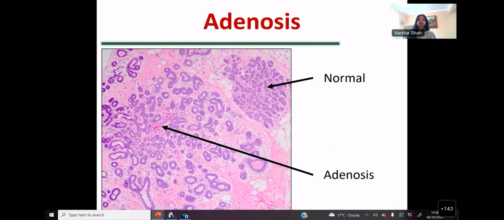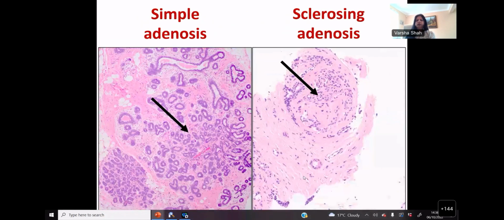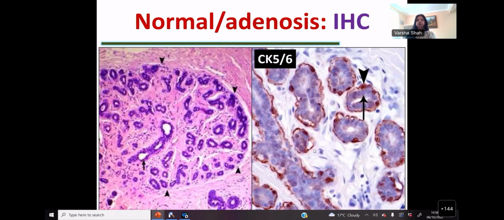So under the microscope, that's normal. And that's the expanded lobule with increased number of the acini. So this is simple adenosis. And again, simple adenosis will have glands lined by inner duct epithelial layer and outer myoepithelial layer. So again, it's the same immunoprofile as the normal.